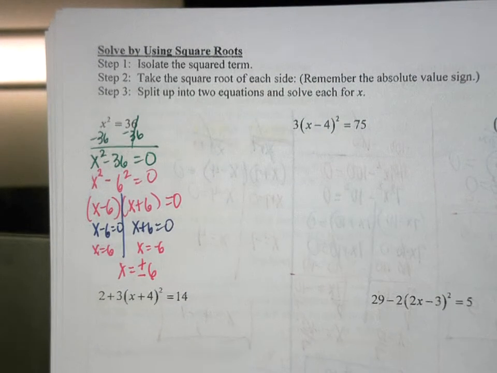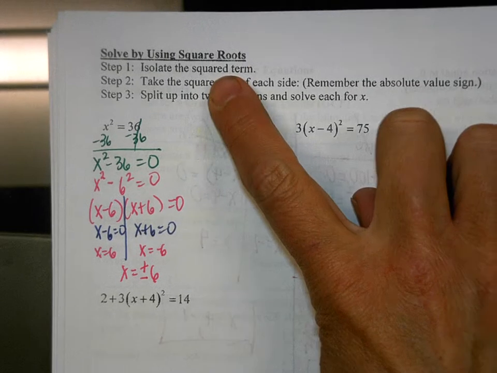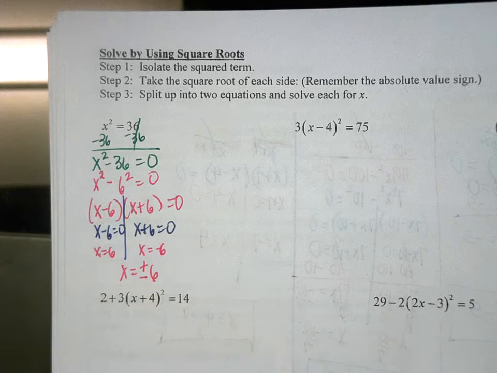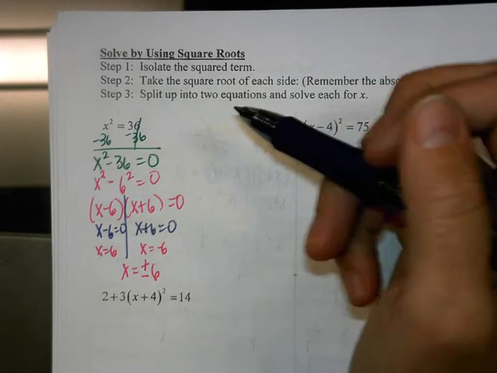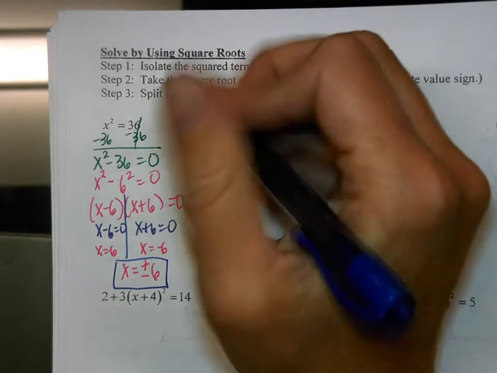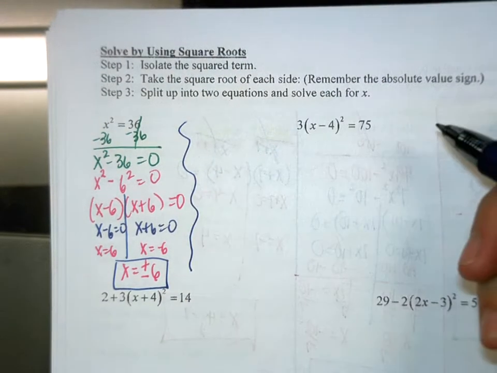So, what if you didn't want to do all of that? We're actually talking about solving by square roots, so I'm showing you this process, and then guess what? We're going to do it again the other way. All right, so x equals plus or minus 6. So this was one way to solve it.